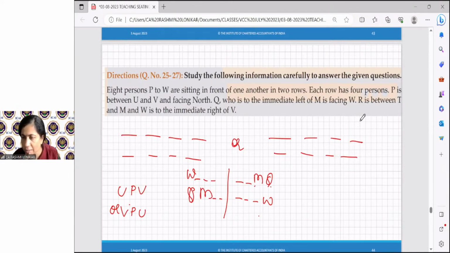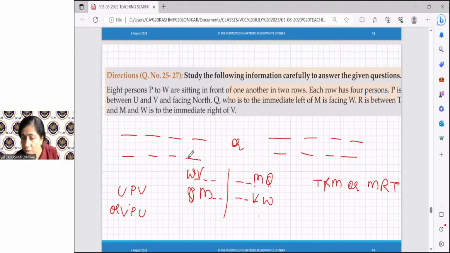R is between T and M. So you may have T, R, M or M, R, T. Okay. W is to the immediate right of V. So I can have V here and I can have V here. So right of V is W.